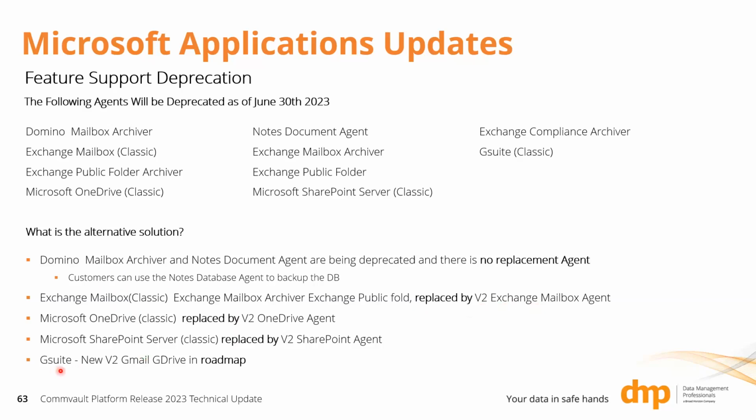And for G Suite, there is a new version V2 on the roadmap. There's no ETA yet when that will come, but Commvault says it's on the roadmap, and it should come in the future. So if you use one of those older agents, please start thinking about a migration path to the newer agents to be on the supported roadmap.